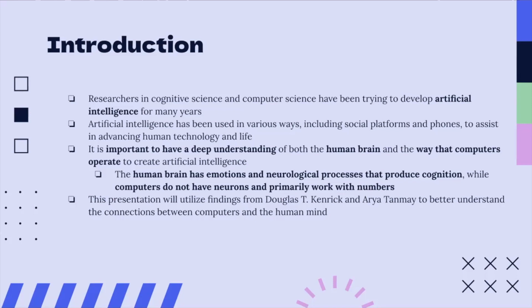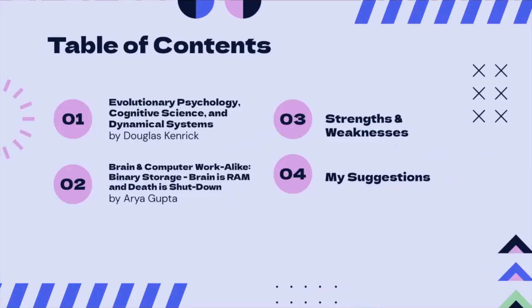For instance, the human brain has emotions and neurological processes that produce cognition. On the other hand, computers do not have neurons and they just work through numbers, also known as binary. This presentation will utilize findings from Douglas Kenrick and Arya Tanmay to better understand the connections between computers and the human mind.